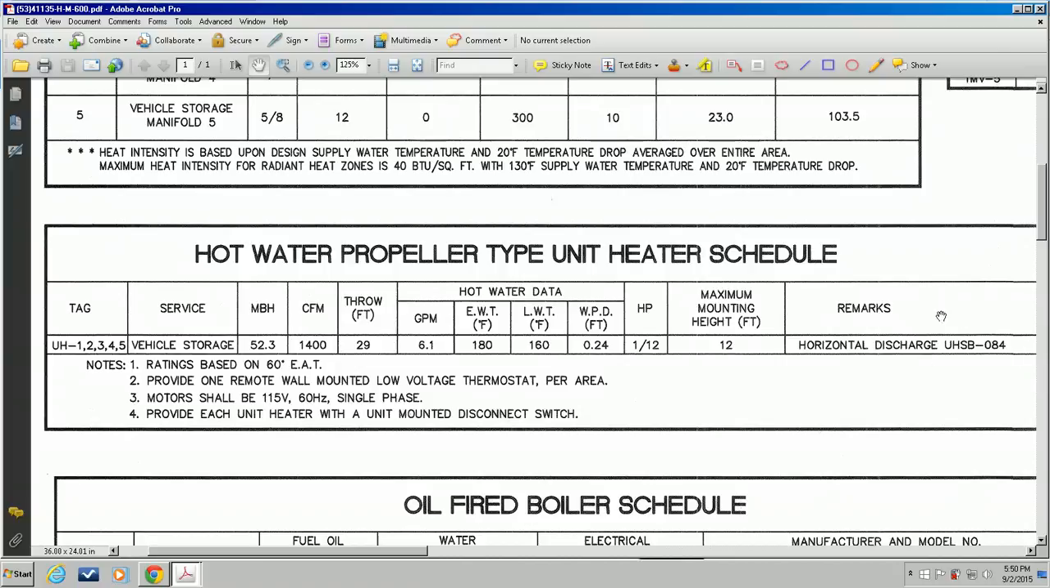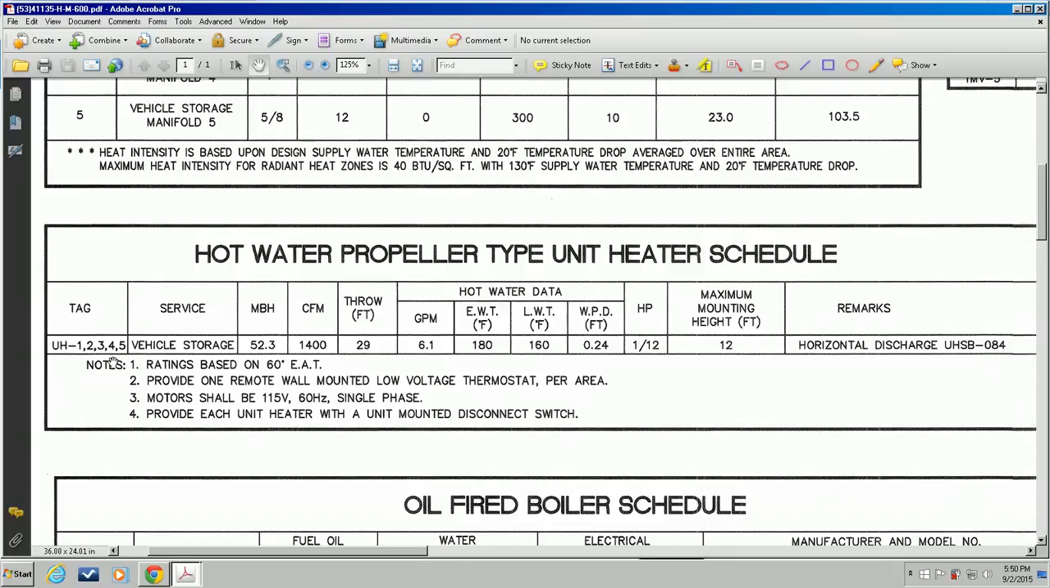So the model number reflects that. It's UHSB, and then it gives you a size, 84. Now typically the size matches up closely with the MBH. In this case it does not. But we'll explore that when we do the selection process to make sure that we meet the MBH and either match the size or provide a lower size if we can meet the performance criteria.